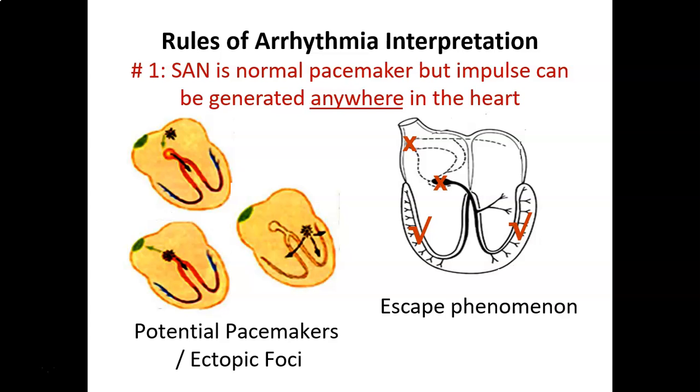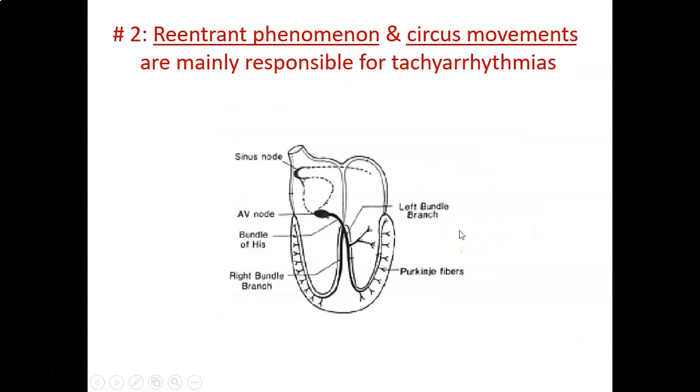reasons of arrhythmia generation. And obviously the third reason is the reentrant phenomena, where the electricity may enter from the atria to the ventricles and produce the arrhythmias, or it may move in a circular fashion to generate the arrhythmias. And this is what we are going to talk about now. In rule number 2, re-entrant phenomena or circus movements are mainly responsible for tachyarrhythmias. What it means? In case of normal flow of the electricity, it goes very nicely from the SA node to the AV node and to the Purkinje system.